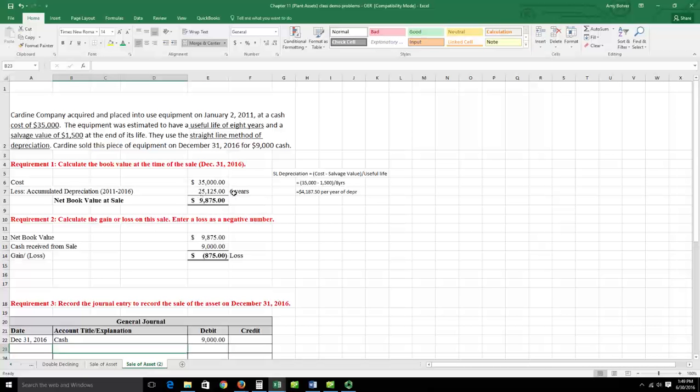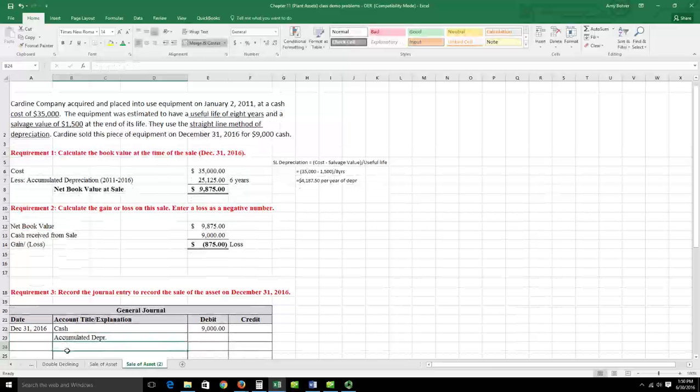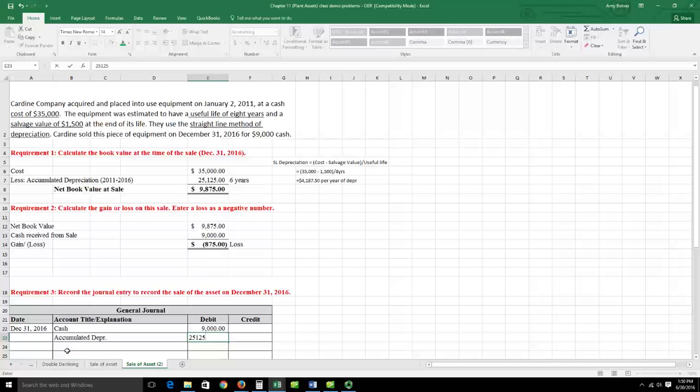We have to take this accumulated depreciation and the actual piece of equipment off of our books because now we're selling it. These two are linked, right? We have an asset and a contra asset. So anytime we get rid of one, we have to get rid of the other. Accumulated depreciation carries a normal credit balance. So in order to decrease that, we have to debit it. So accumulated depreciation, I'm just going to abbreviate there, of $25,125. In order to decrease accumulated depreciation, you have to debit it because it carries a normal credit balance.